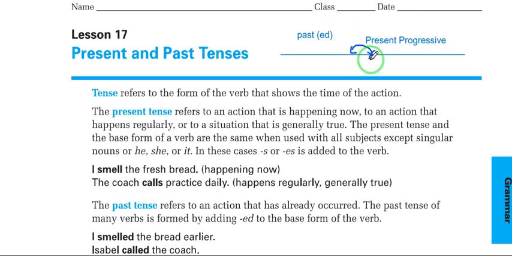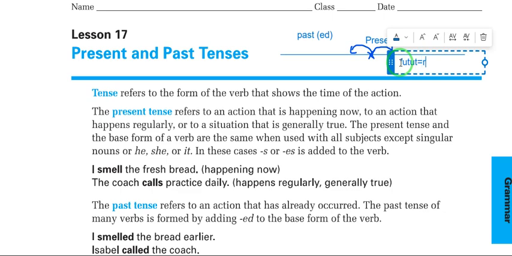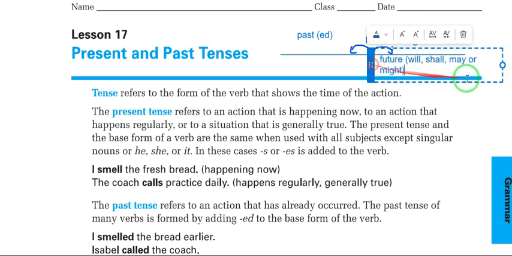About what will happen in 1 minute and after. This is the future. We shouldn't make mistakes in these. This is the future. And how do we usually form the future? Simple. It's only by using will, shall, may, or might. So these are the helping words that we use, or the helping verbs that we use to express future.